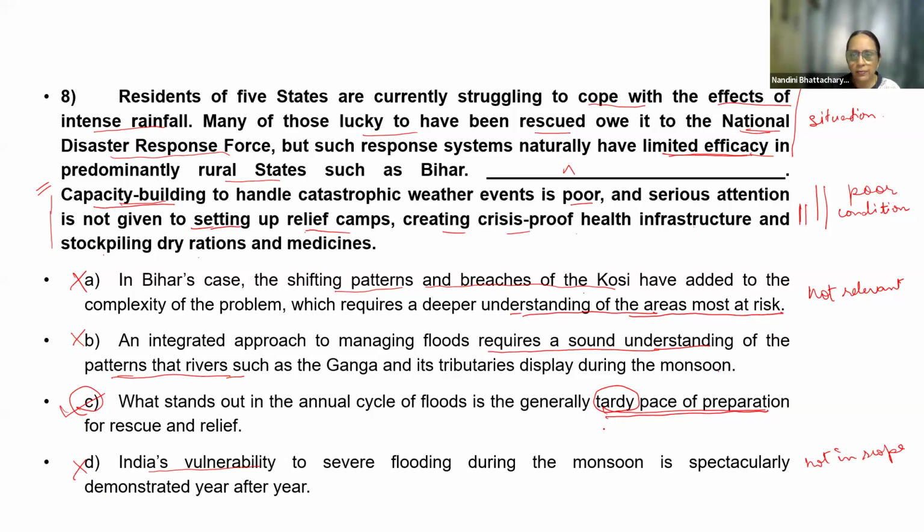And if we analyze, this makes sense. It's talking about the limited efficacy in predominantly rural areas, then capacity building is poor. So why capacity building is poor? This gives you the reason why capacity building is poor. So it connects the first part to the second part. Now, got it? Yes, Shyam?